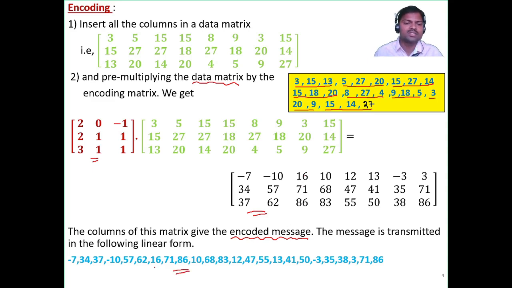If a third person sees this message, there is no chance to crack it. There are negative numbers, and the alphabets are only 24, but here there are numbers like 86, 71, 55, and -3. So there is no chance to crack the message.